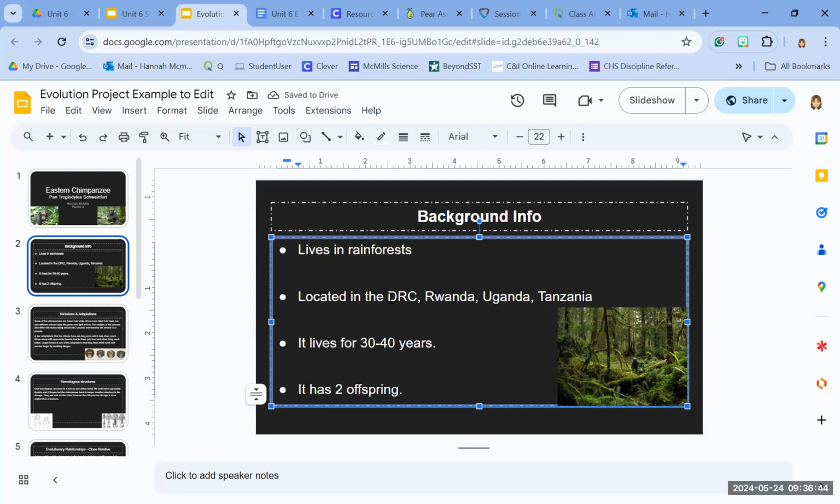I probably also would want to define what this is, because I don't know what DRC means. And if you were someone just reading this, you wouldn't either. Here, it lives for 30 to 40 years. We would put lifespan of 30 to 40 years. And it has 2 offspring. We would put something like 2 offspring per season, because that's what we wanted to know. So you can see I reworded it just so it's not complete sentences.